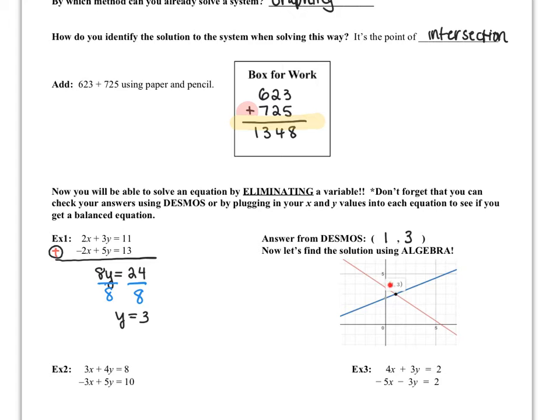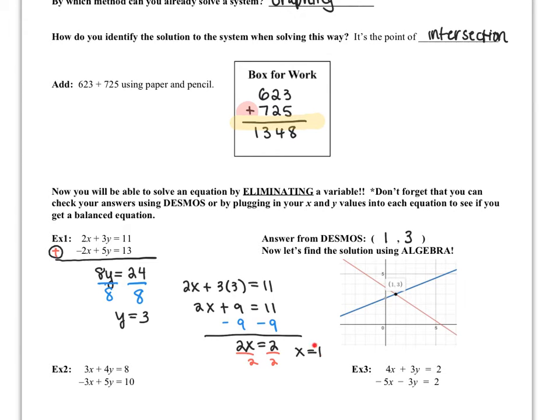Now I still need to find the remaining half of my ordered pair, and so I can go back to either one of my equations. I'm just going to go to the top one, and I'm going to rewrite it, but I now know that y is actually 3. So I'm going to write 2 times x plus 3 times 3 equals 11. I would then do 3 times 3 to get 9. And now I can solve my equation the way I normally would by subtracting 9 from both sides to get 2x equals 2, and then dividing both sides by 2 to get x equals 1.